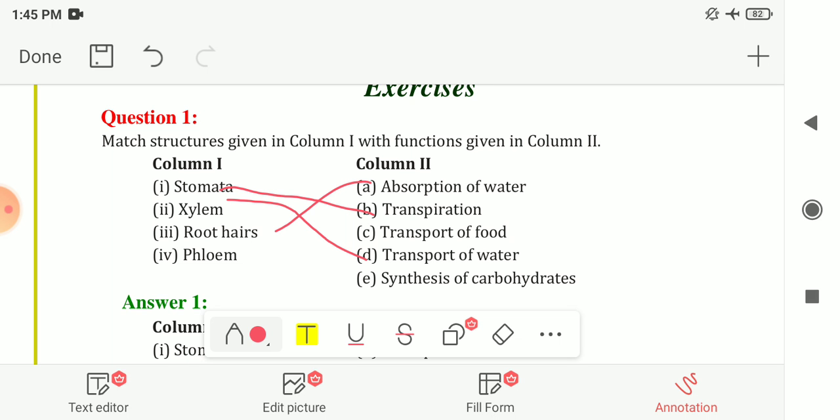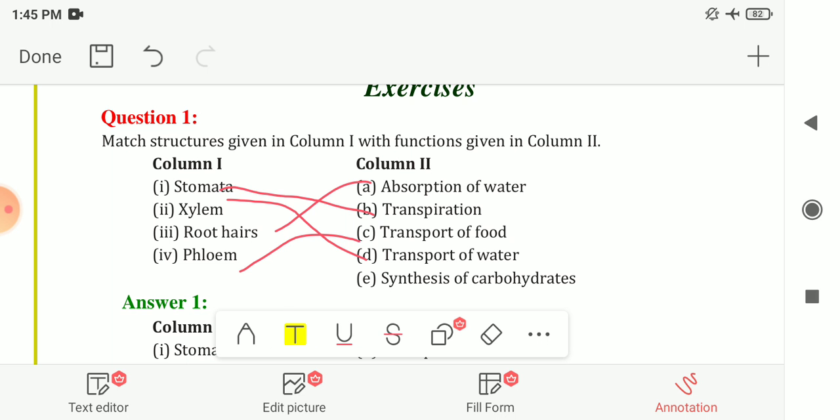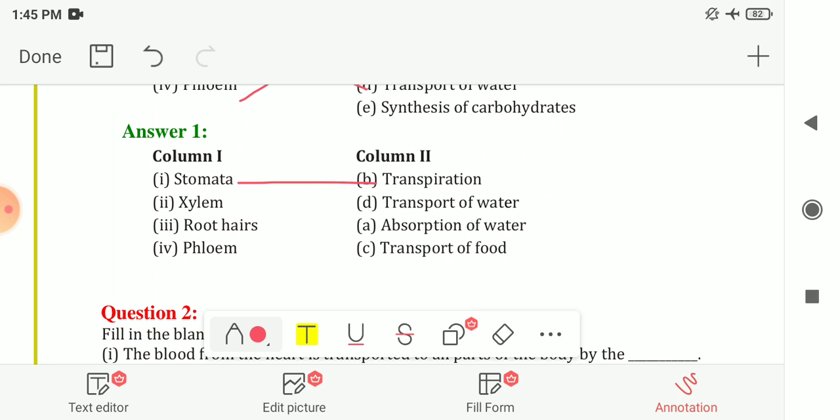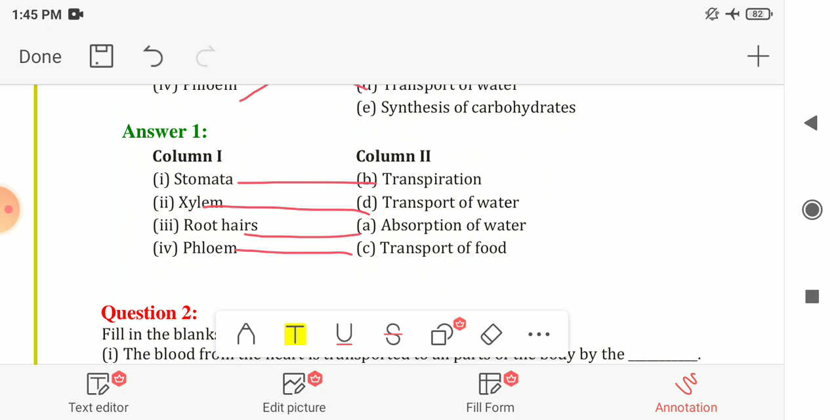Last one is phloem. The function of phloem is to transport the food. So your answer is transport of food. So these are the correct answers for your matching. Here again the answers are given to you. Stomata: transpiration; xylem: transport of water; root hairs: absorption of water; and phloem: transport of food.